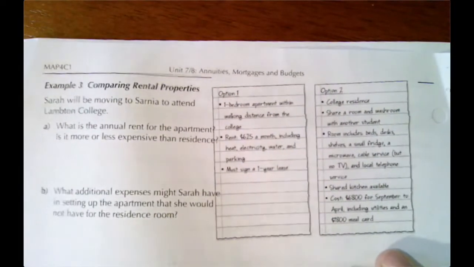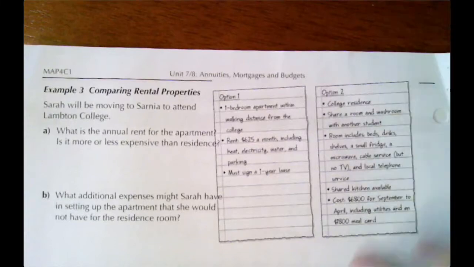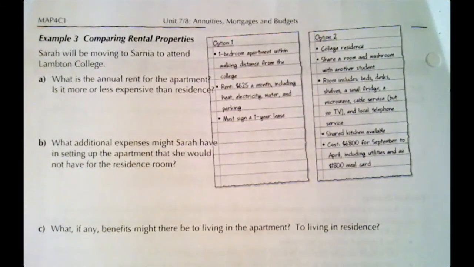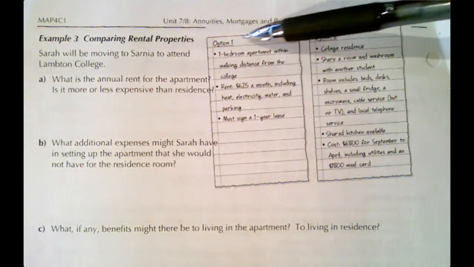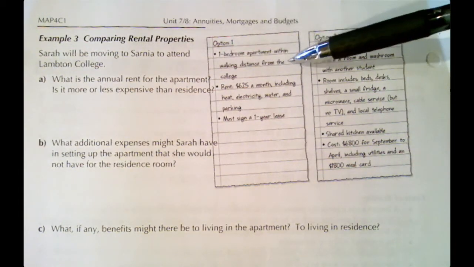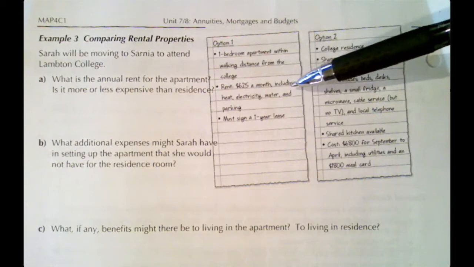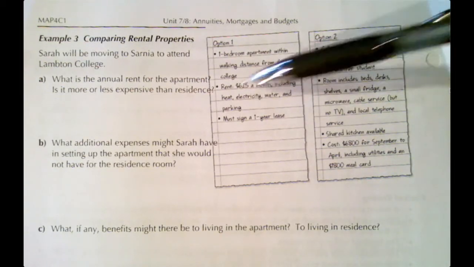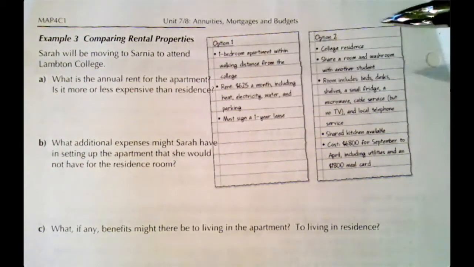All right, let's flip it over. Let's compare 2 rental properties. Sarah will be moving to Sarnia to attend Lambton College. She has 2 options. Option 1 is a 1-bedroom apartment within walking distance from the college. Her rent would be $625 a month, which includes heat, electricity, water, and parking. But you must sign a 1-year lease.